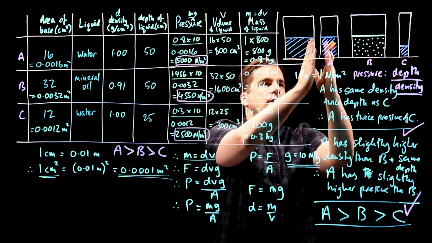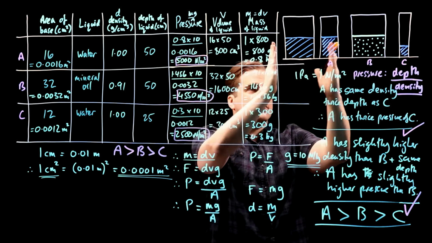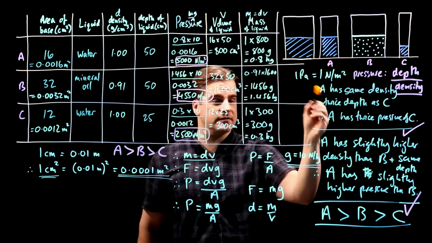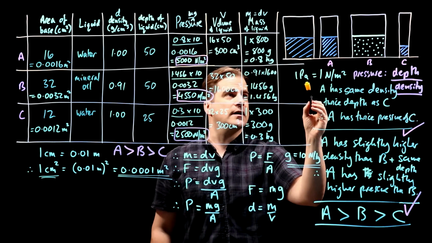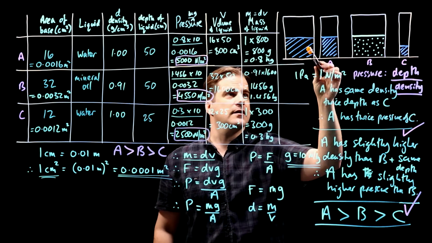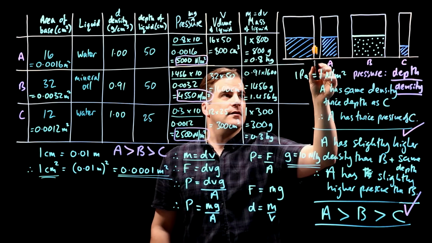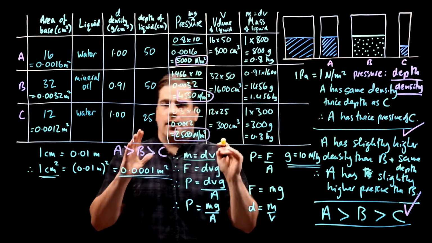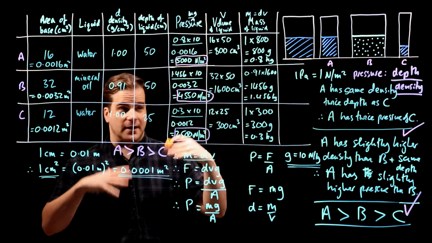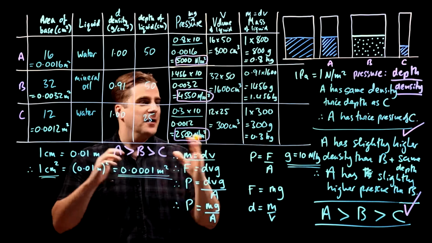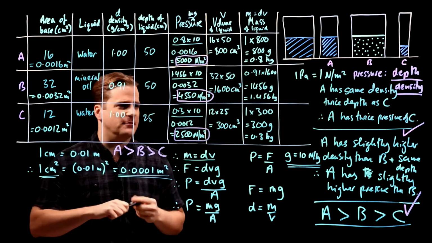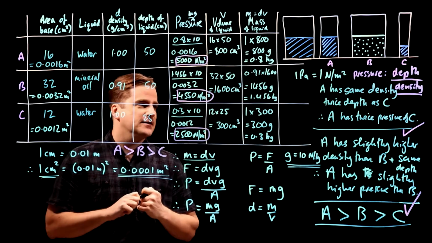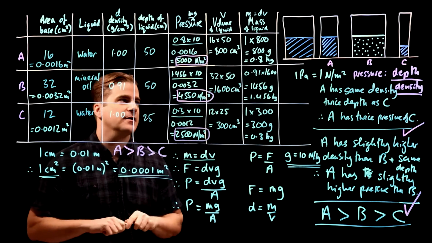So if you change the width or the area of the base of the container, it doesn't affect pressure, right? Only the height of the liquid and the density of the liquid do. And if you're interested, I will talk about this a bit more. You can switch off at this point if you want. This is just extra interesting knowledge, if you like.